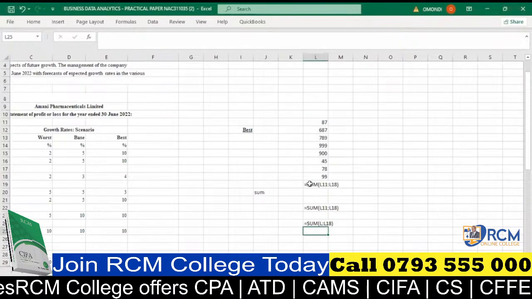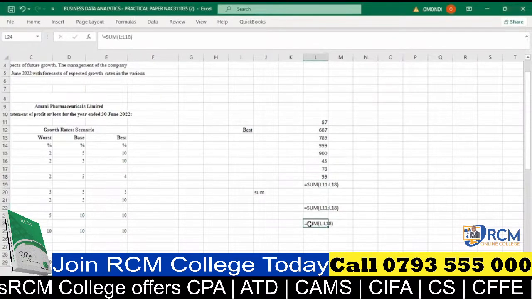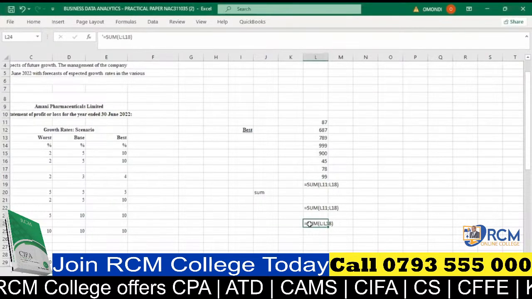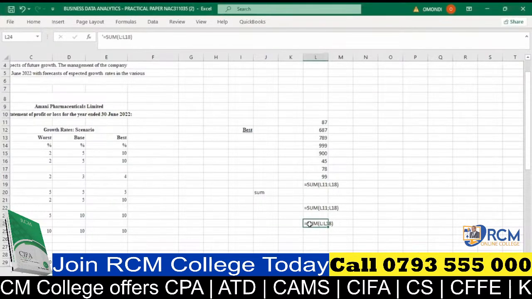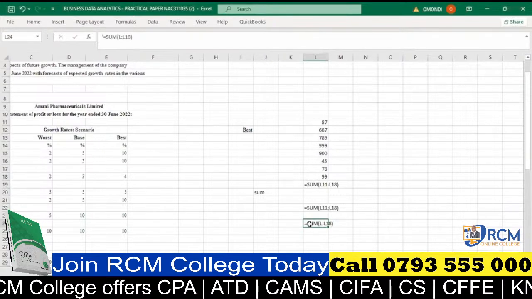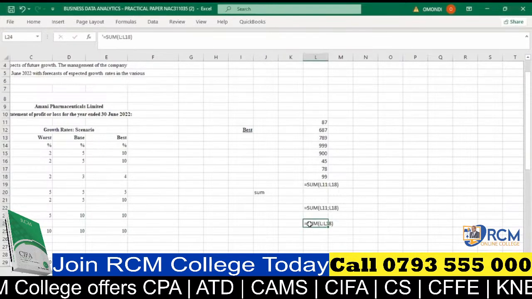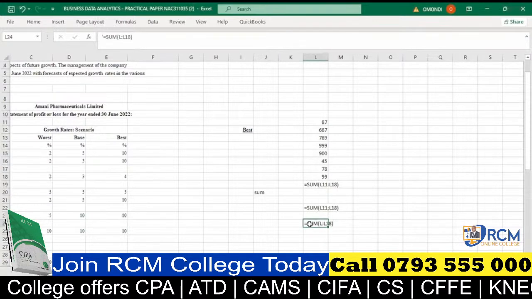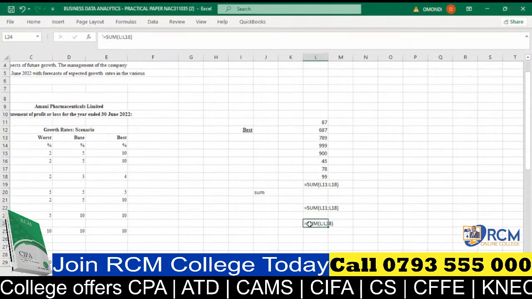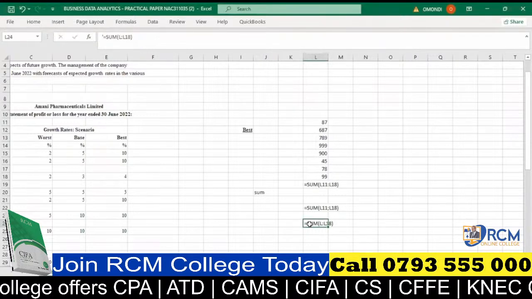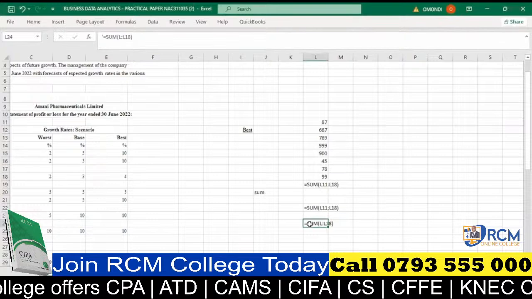So just use these formulas here, insert them in the cell and see what it returns to you. Which question is this? Can someone help Collins? He's not even aware of the question which we are talking about. Question number 20, the December paper.